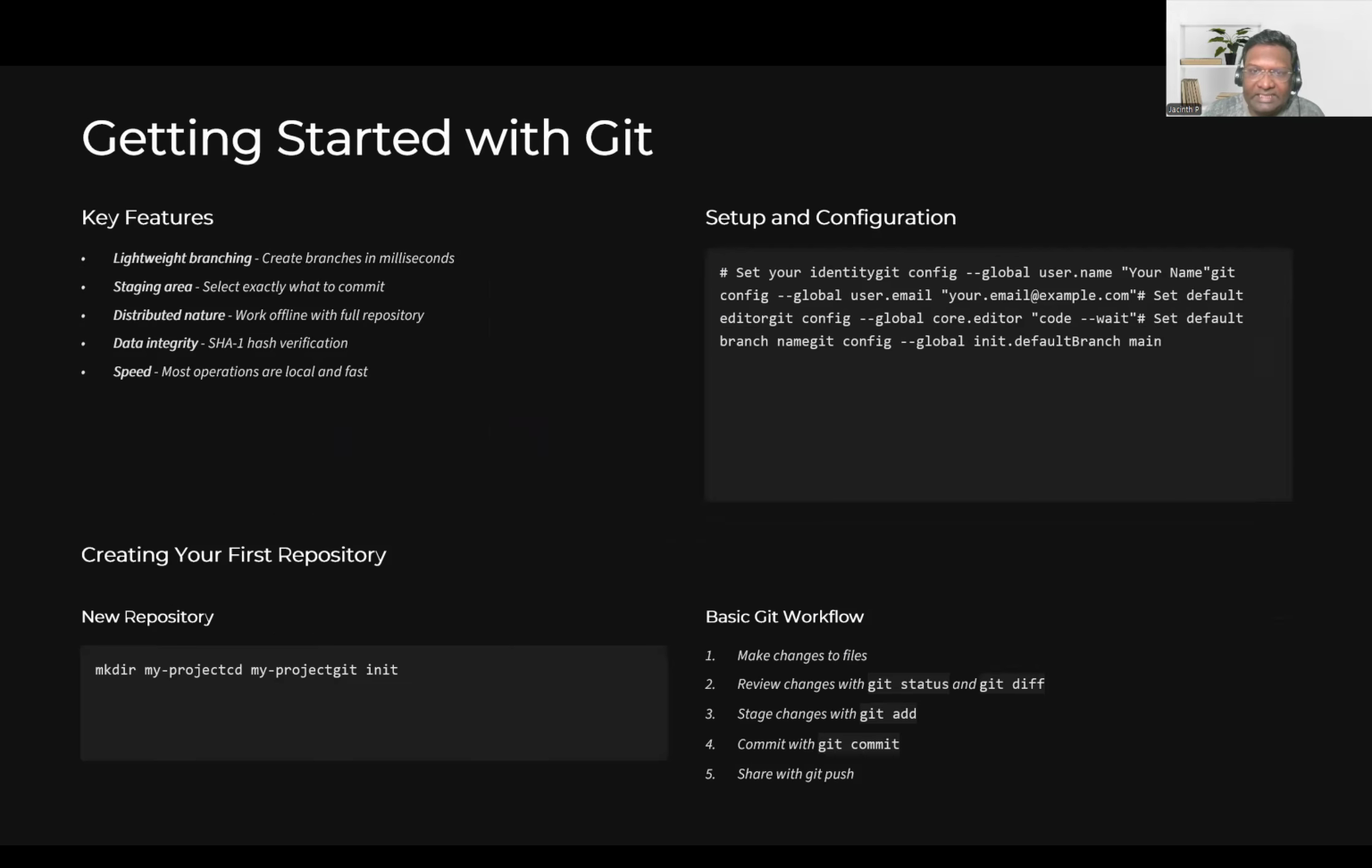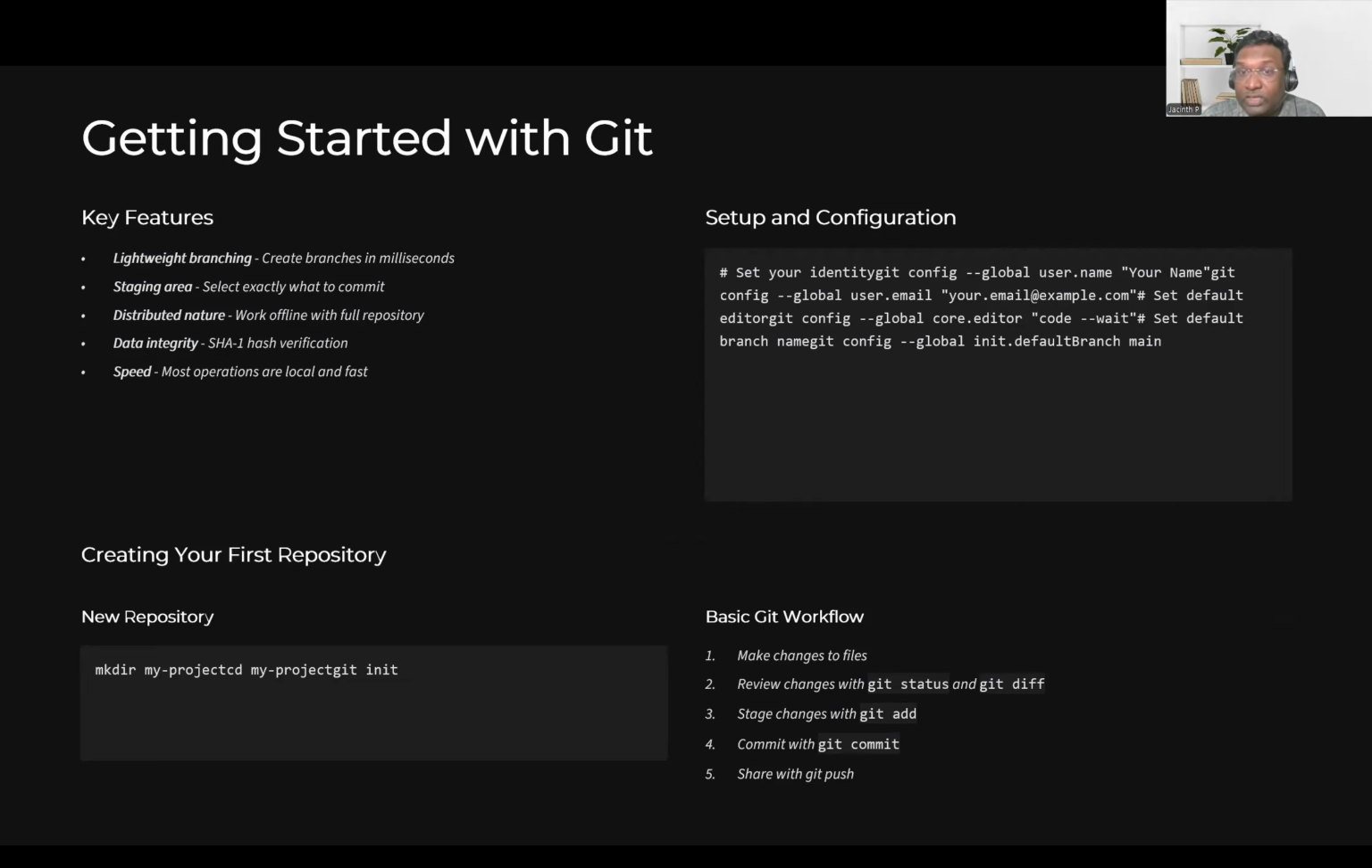So how do we actually get started with Git? First, there is a setup, configuring your name, email, and preferences. This ensures all commits are traceable. Then you create a repository, which is basically a project folder under Git's control. From there, the workflow is simple. Make changes, stage them with git add, commit with a meaningful message, and finally share them with the team using git push.